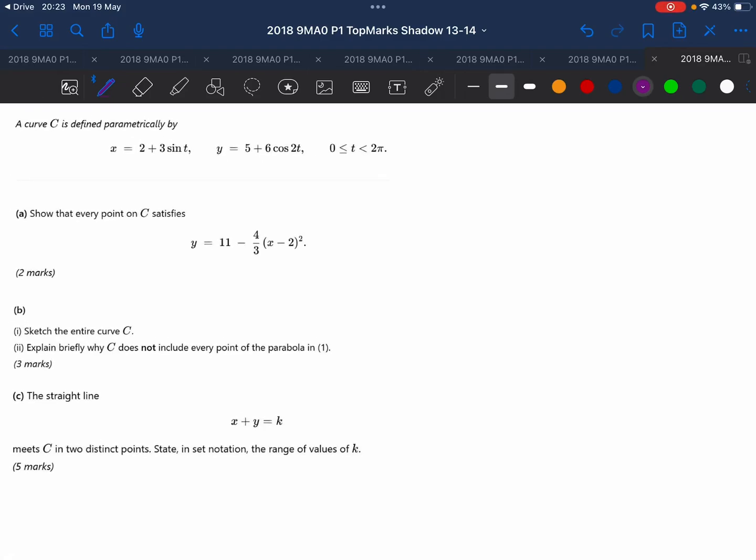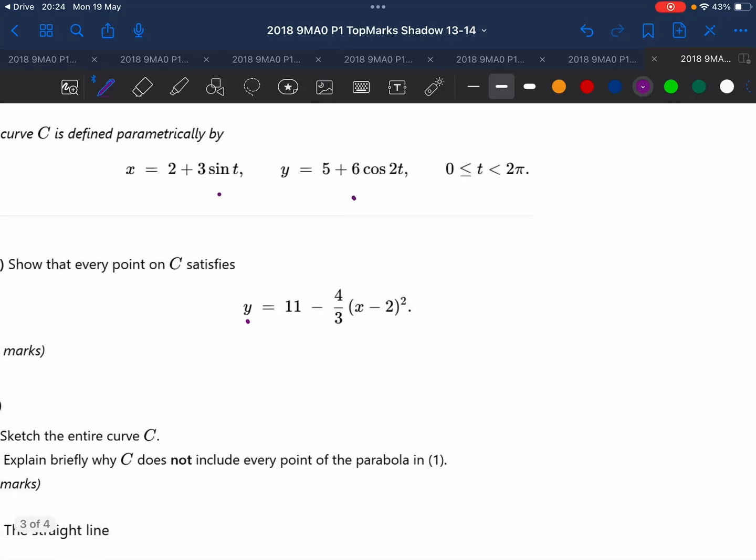Okay, we are on to our final question of the paper. So we have some parametric equations. We have a restriction on t. The first part is show that this satisfies this. So you can see only y and x in here, so this is a Cartesian equation.